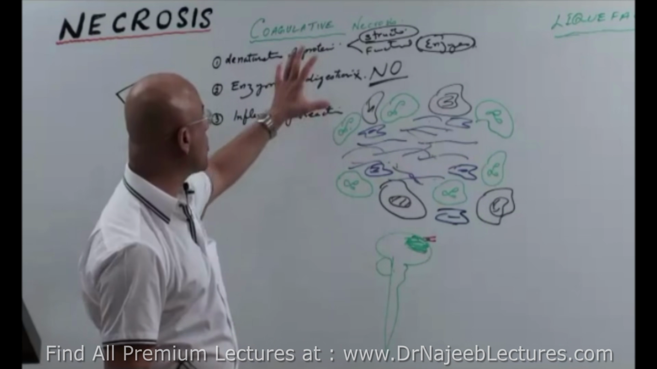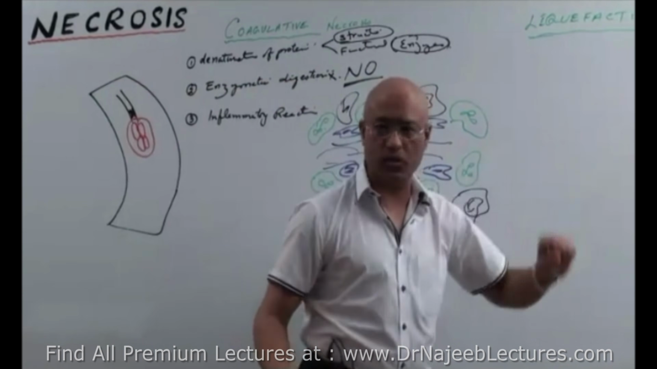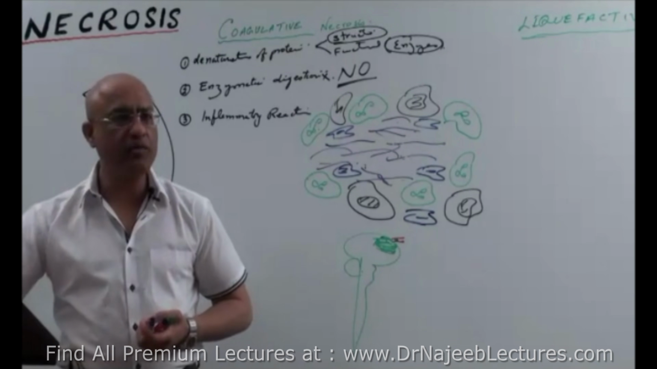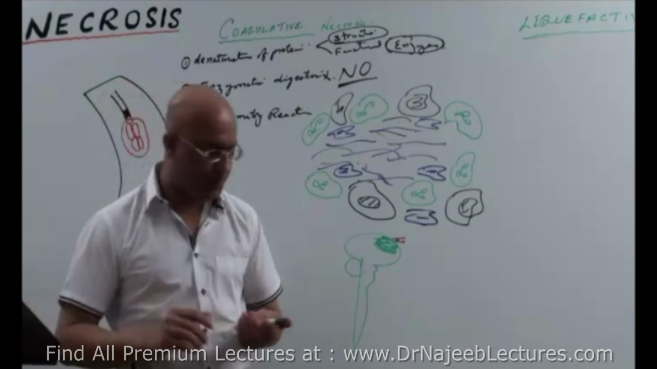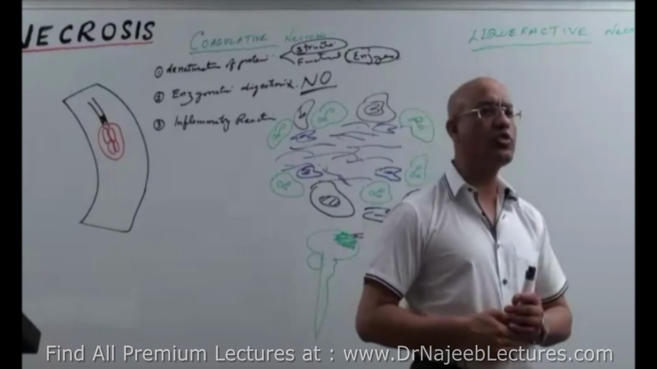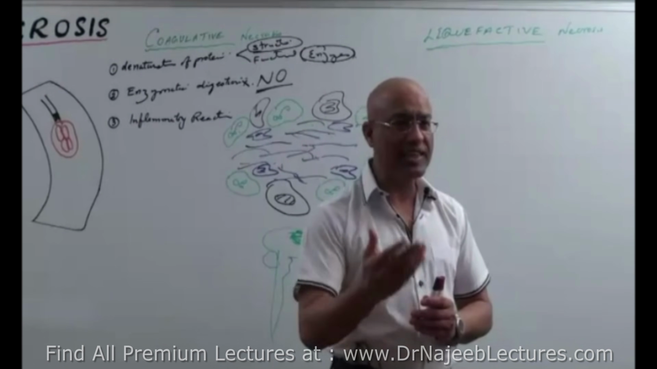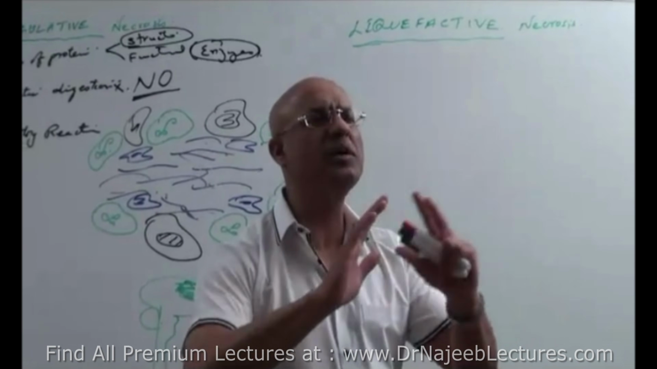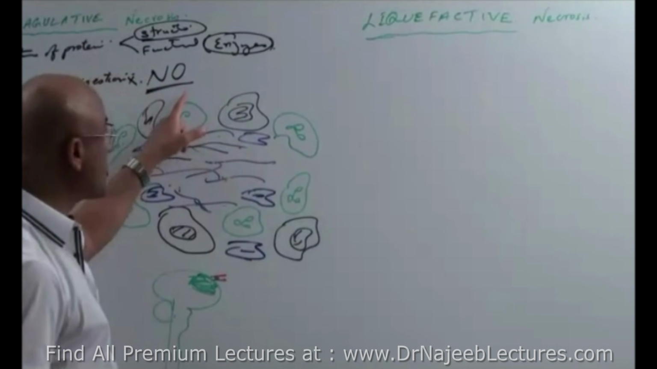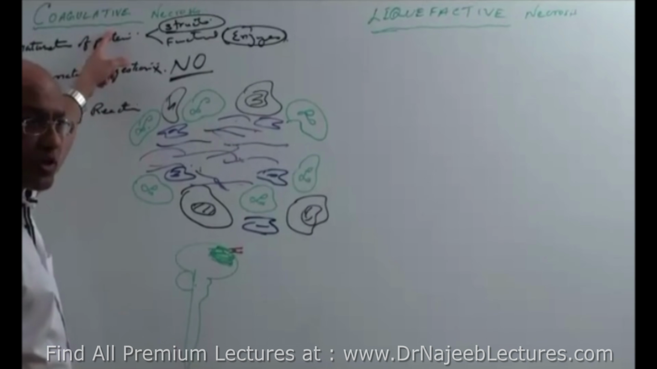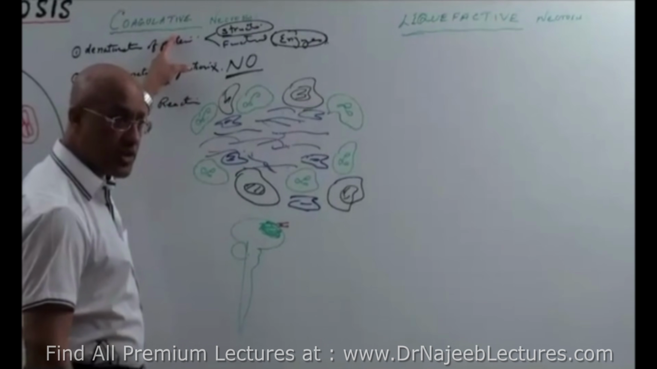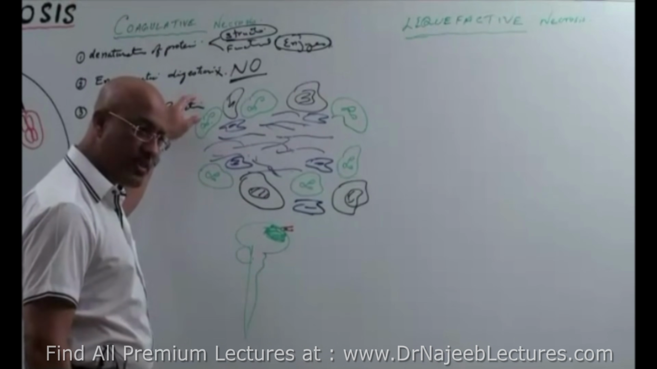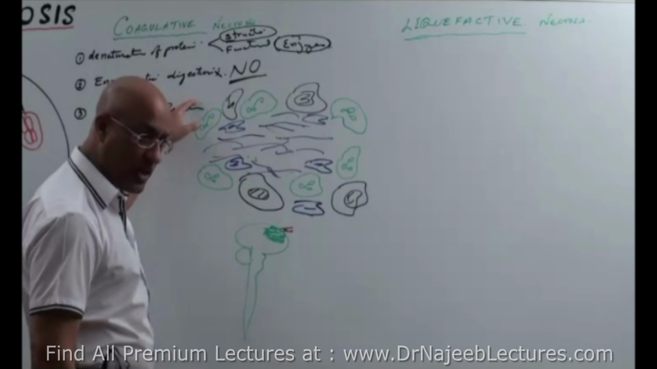Now let's compare coagulative necrosis with liquefactive necrosis. What happens in liquefactive necrosis? Liquefactive necrosis is a type of necrosis where, even though structural proteins undergo denaturation, there is intense enzymatic digestion. It's very simple. In coagulative necrosis, structural proteins undergo denaturation as well as functional enzymes. So autolysis doesn't occur, at least initially, right?